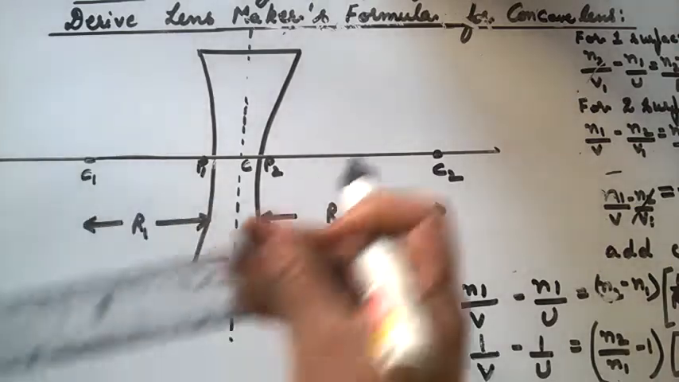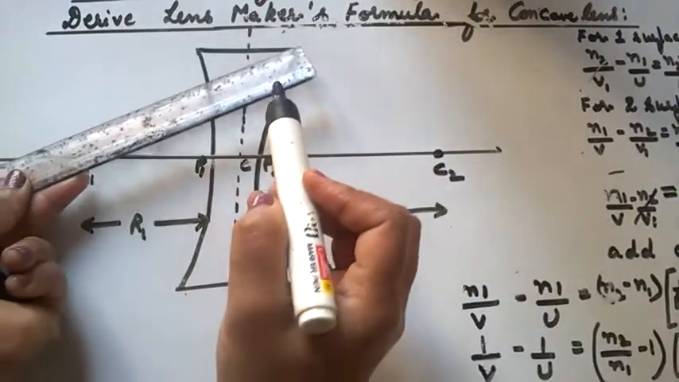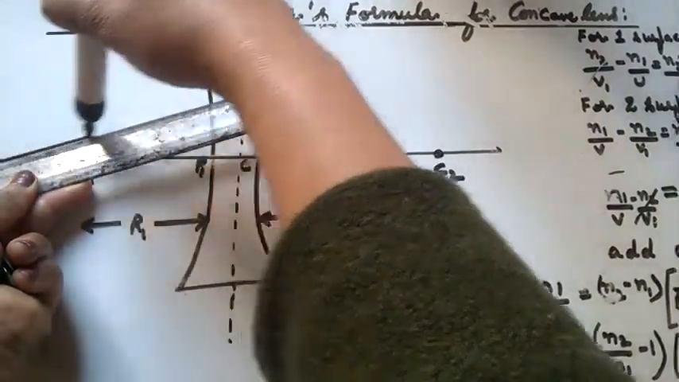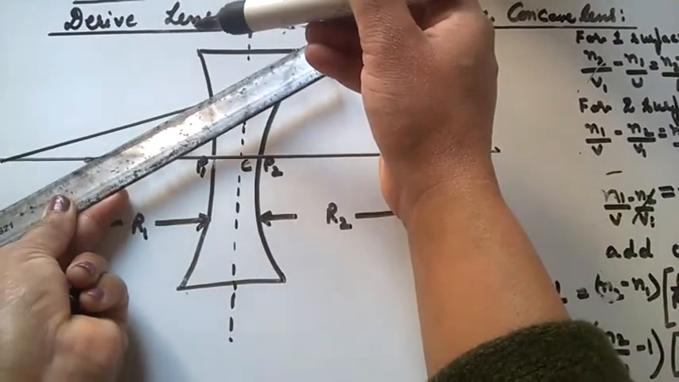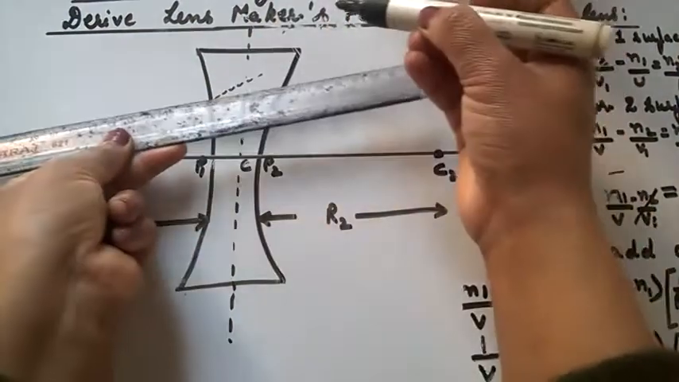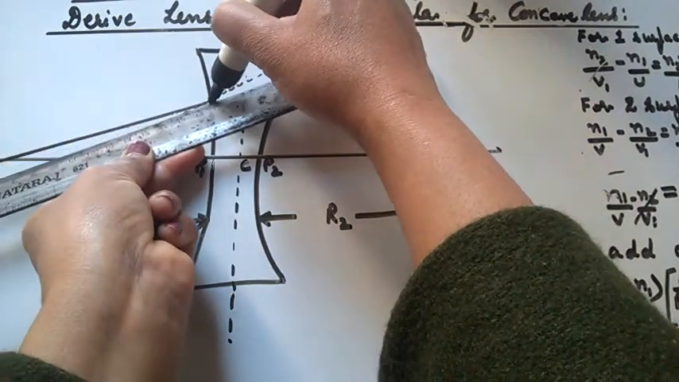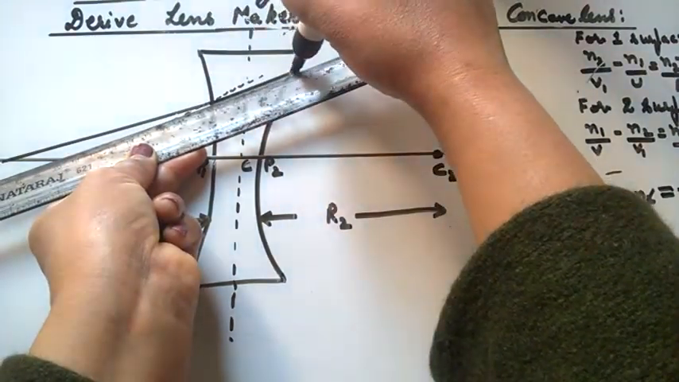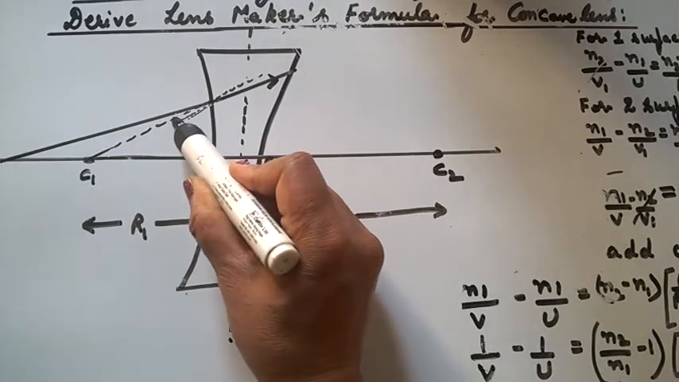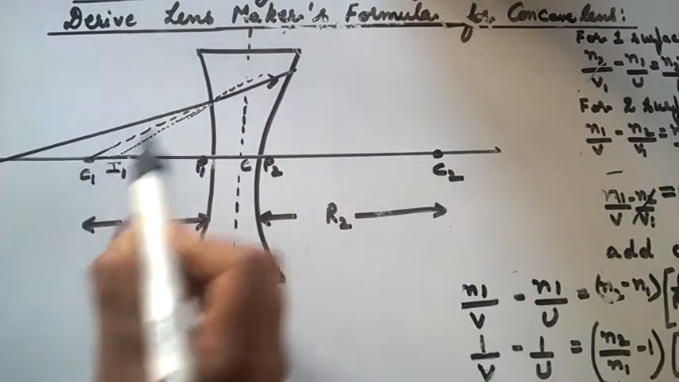Now, this is a normal drawn, and when the ray is incident on the first surface, it will bend towards the normal, and when we extend it in the backward direction, this will give a virtual image I1 for this first surface.